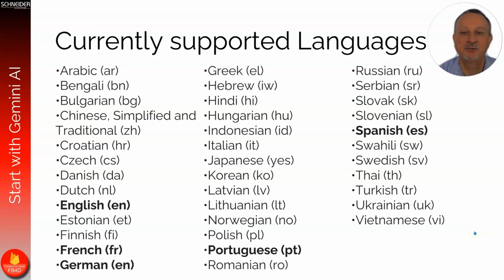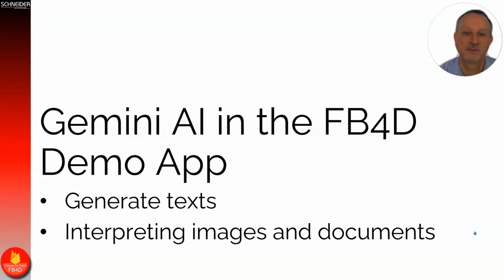Gemini AI already supports many natural languages. We can easily start the question in one language and continue the second sentence in another language. However, the system usually responds in the language in which we ask the question. Let's go back into the demo application in order to generate text and interpret images and documents.